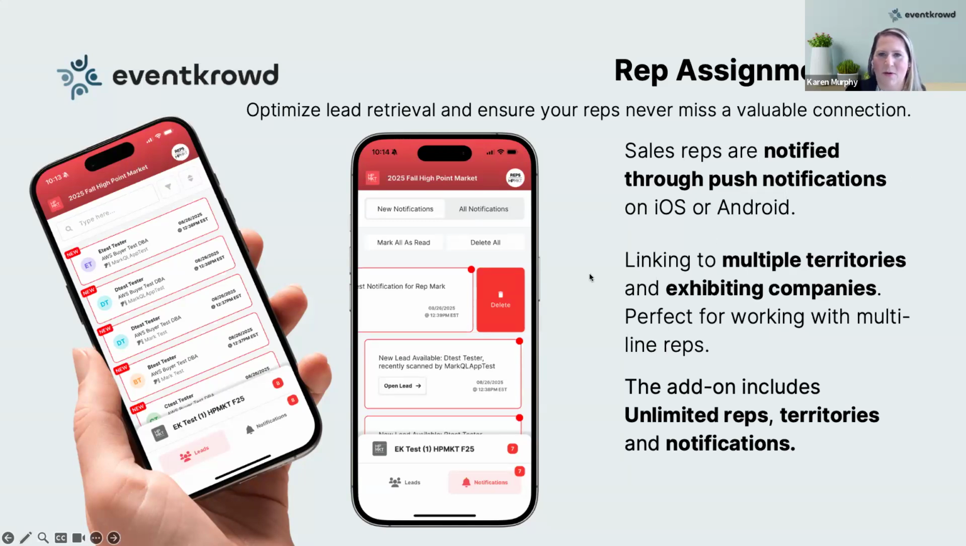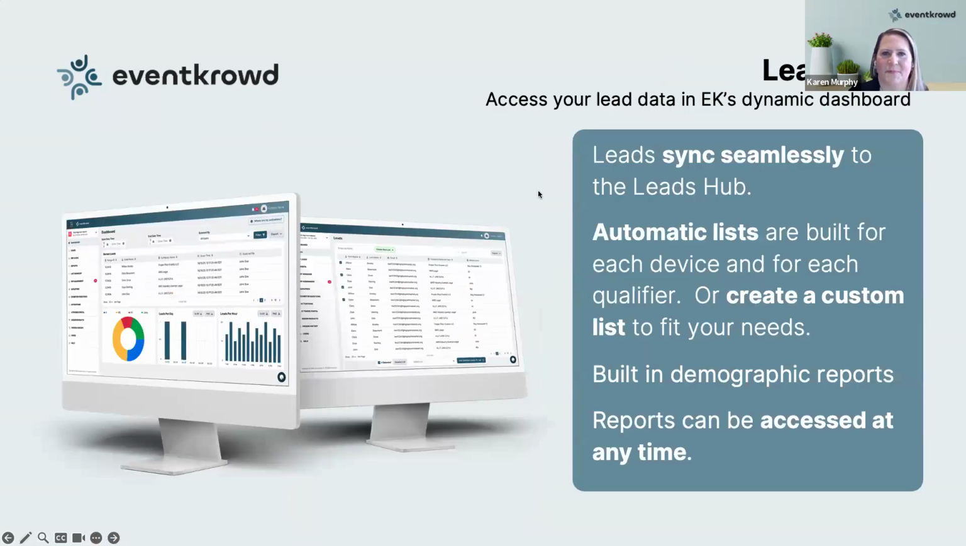All right, let's go ahead. We'll move from rep assignment and talk a little bit about the Leads Hub. I've mentioned this a couple of times in talking about syncing. So your leads, your scans are seamlessly synced back to the Leads Hub. The Leads Hub is your home base. This is where you placed your order initially. This is where you set up your custom qualifiers. You set up your surveys. You set up your reps. Everything is managed out of our Leads Hub. This is your dynamic dashboard where you're going to be able to go ahead and pull those reports.